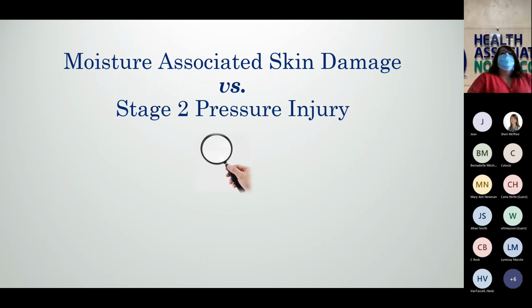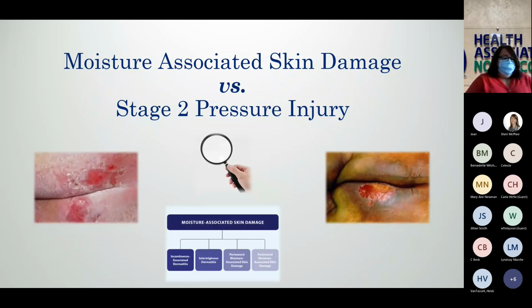All right, so another thing that comes into play, which is a common area for incorrect wound classification, is moisture-associated skin damage versus stage 2 pressure injuries. So let's do a side-by-side comparison. They look similar. Close inspection and assessment are needed to differentiate the two. The etiology of the first picture is moisture, therefore classified as moisture-associated skin damage. The etiology in the second picture is pressure. So this is classified as a stage 2 pressure injury.